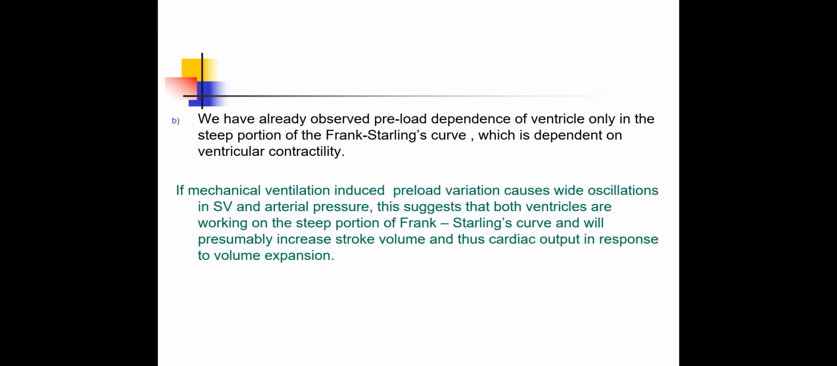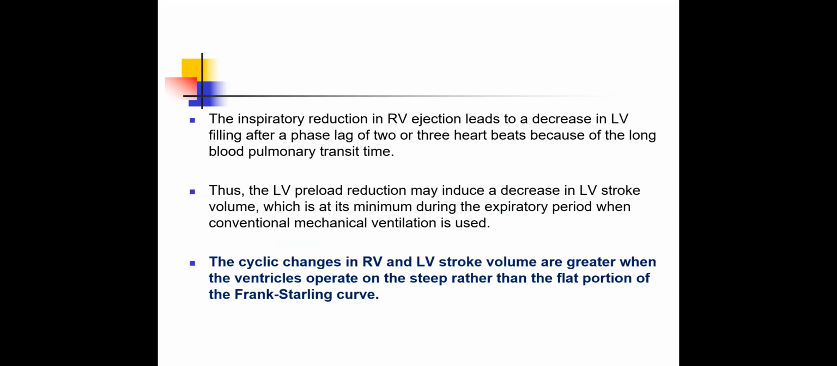We have already observed preload dependence of ventricle only in the steep portion of the Frank-Starling curve, which is dependent on ventricular contractility. If mechanical ventilation induced preload variation causes wide oscillations in stroke volume and arterial pressure, this suggests that both the ventricles are working on the steep portion of Frank-Starling curve and will presumably increase stroke volume and thus the cardiac output in response to volume expansion.